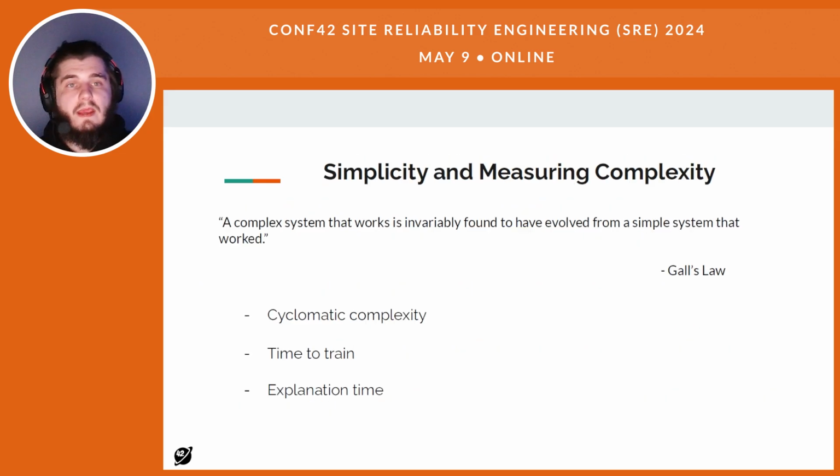Finally, I'd like to talk about simplicity in measuring complexity. It's really complicated to measure complexity, but a complex system that works in a specific way can be measured somehow. A complex system that works is invariably found to have evolved from a simple system that worked. And that happens all the time. This is Gall's law.